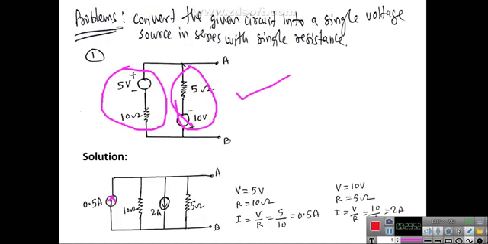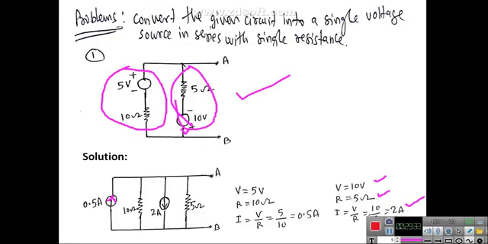Similarly, the other voltage source with its resistance is converted into a current source in parallel with the resistance. Here V is equal to 10 and the resistance is 5, so I is equal to V by R, 10 by 5, which is 2 ampere. The direction of this current depends upon the polarity of the source. The polarity is negative, positive, and the current flows from higher potential to lower potential, so the direction of the current is downward. The resistance in series with the voltage source is connected in parallel.